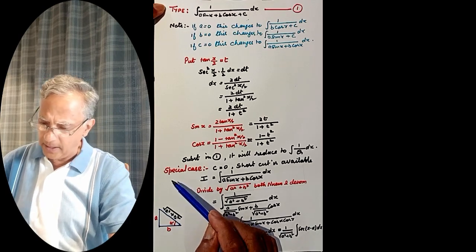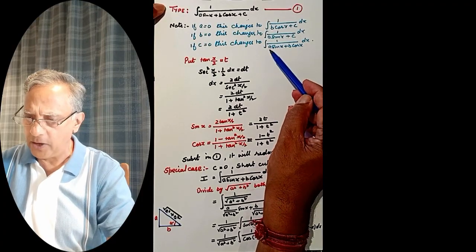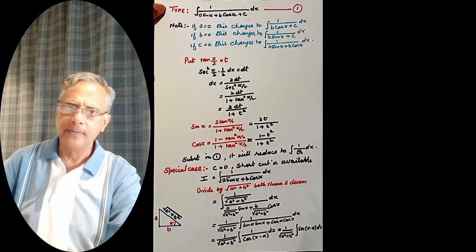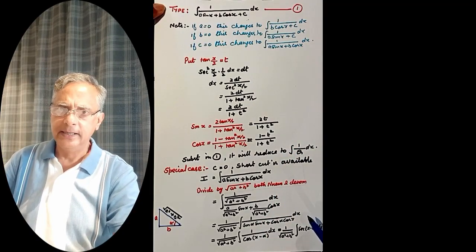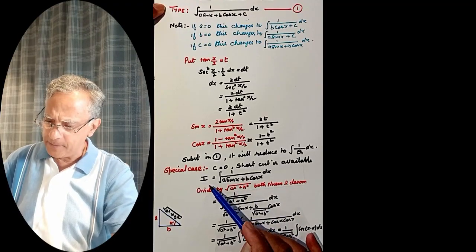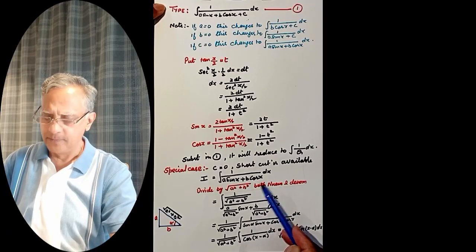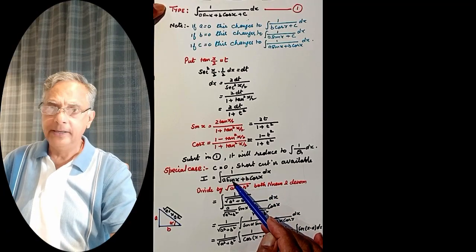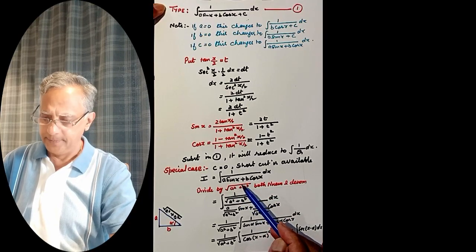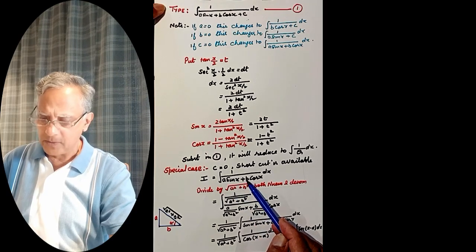Now in a special case when c is 0, that is the question is of the form 1 over a sin x plus b cos x dx, a shortcut is available. What we do in this shortcut is I is equal to integral 1 over a sin x plus b cos x dx. We divide the numerator and denominator by under root a square plus b square.